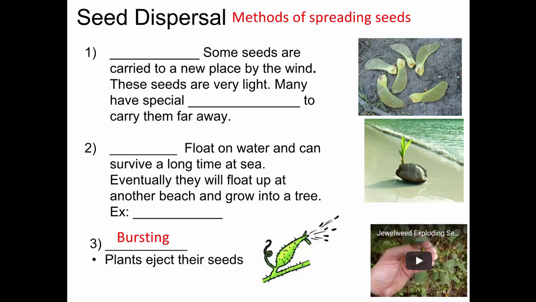We'll talk about some of the important ones, and you're familiar with a lot of these. First of all, wind is often an important means of seed dispersal. What plant do these seeds come from?